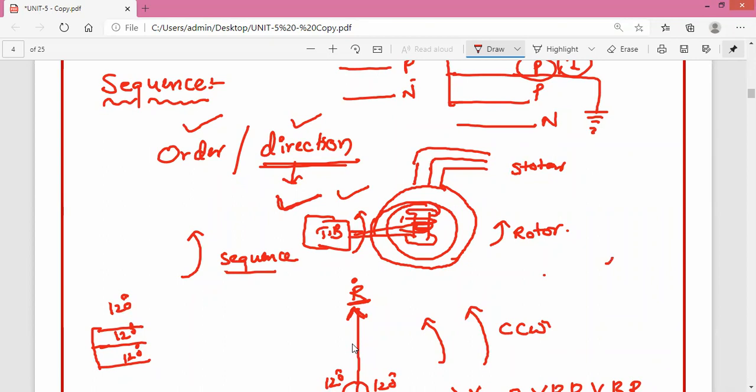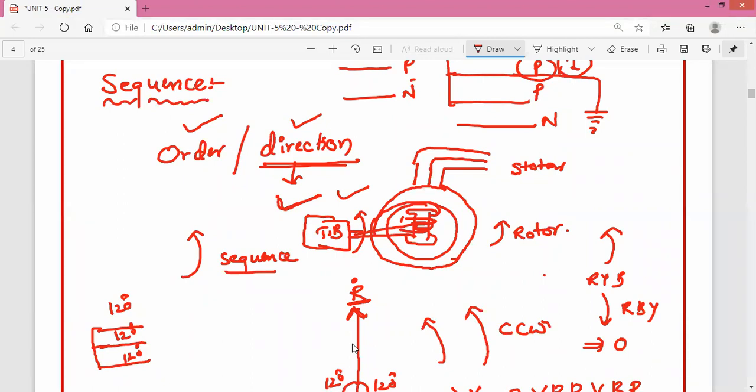If the rotor is rotating in counterclockwise direction, positive sequence component. If the rotor is rotating in clockwise direction, negative sequence component. If the rotor is not having any rotation, then zero sequence component. When there is no rotation, there is no sequence. Got my point now? Sequence is nothing but rotation or direction.